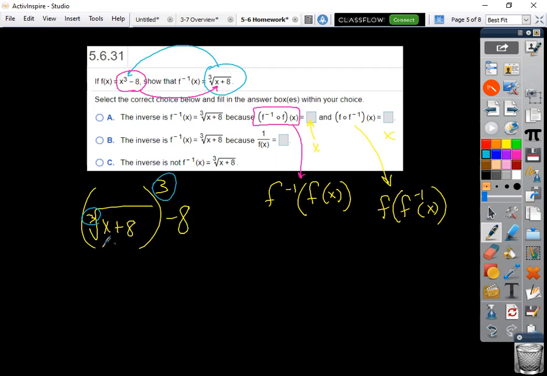So the only thing I have left here is the plain x plus 8. And then take away this 8. They undo each other, so all I have is x. So that was this first one, so that's good. That's what we wanted. I'd put an x in that box.